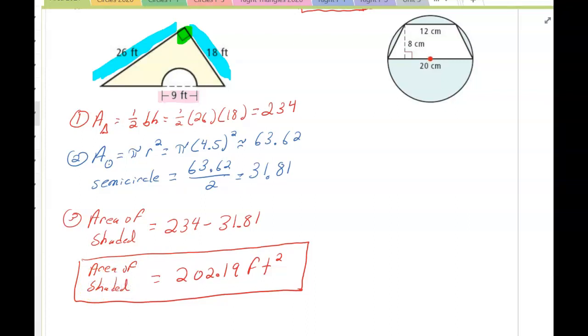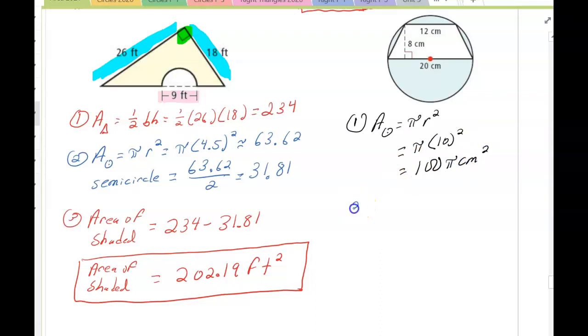Okay, the last example, we have a trapezoid and we have a circle surrounding it. So I'm going to find the area of the circle, which is pi times the radius squared. Looking at this problem, 20 is the diameter, which makes the radius 10. So the area of the circle is pi times 10 squared, which is 100 pi centimeters squared.